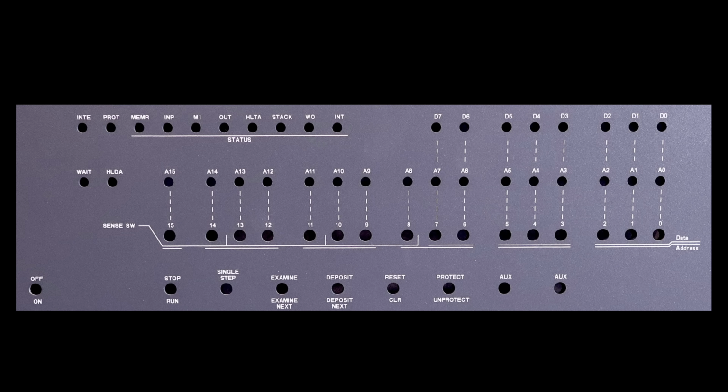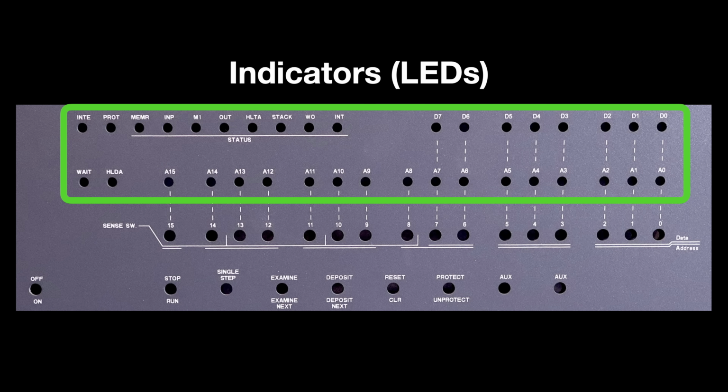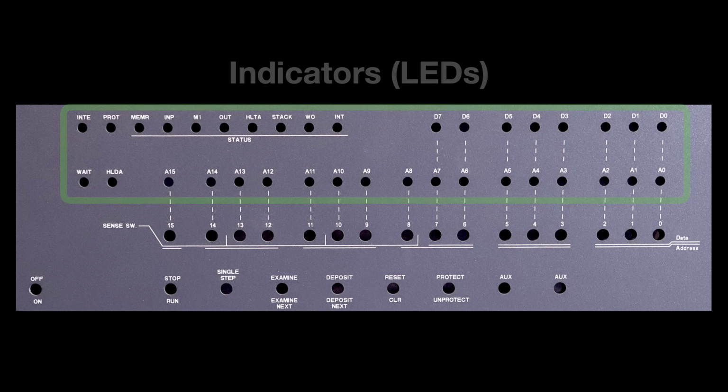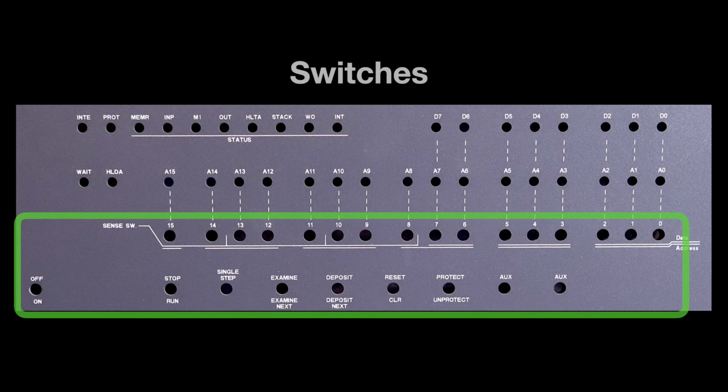The Altair 8800 front panel can be divided into two sections. The top half consists of all the indicators to tell us what's going on, and then the bottom half has all of the toggle switches for the various functions that can be performed.